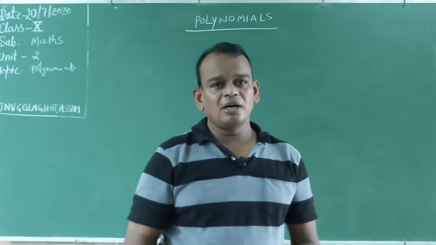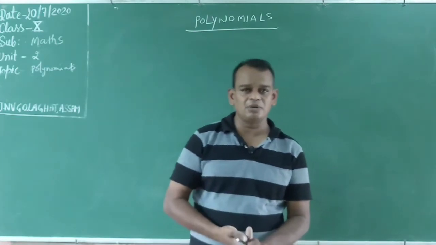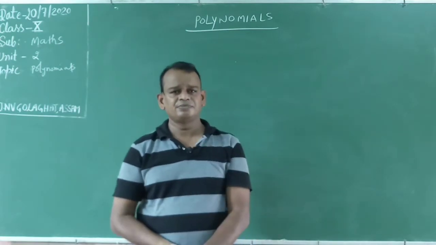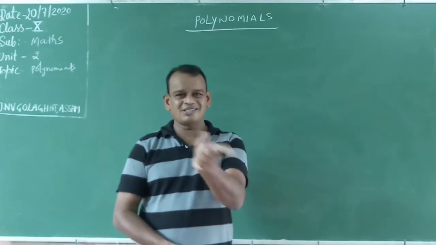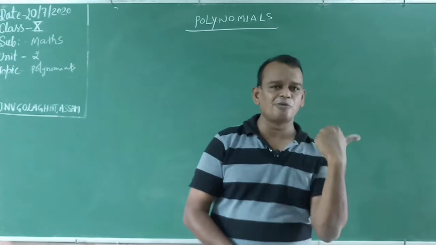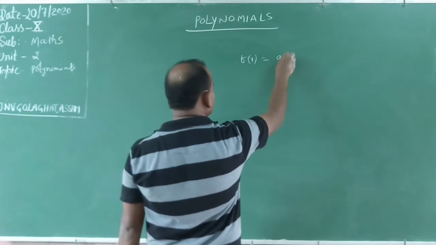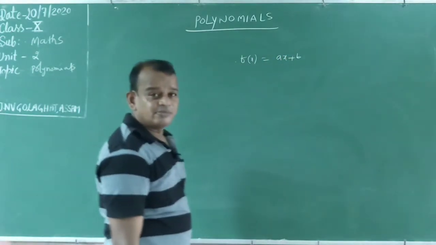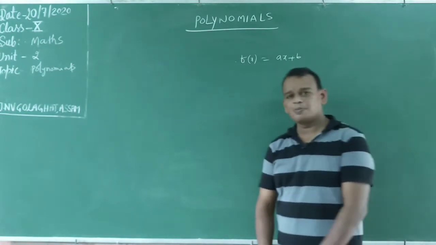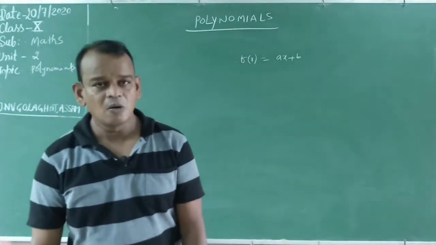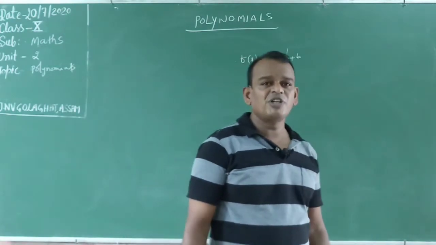The degree is the highest power of the variable. If the highest power of the variable is 1, that polynomial is called a linear polynomial. That highest power, 1, is called the degree of the polynomial. Suppose f(x) = ax + b. In this one, x is the variable. What is the power? The power is 1. That is called a linear polynomial.